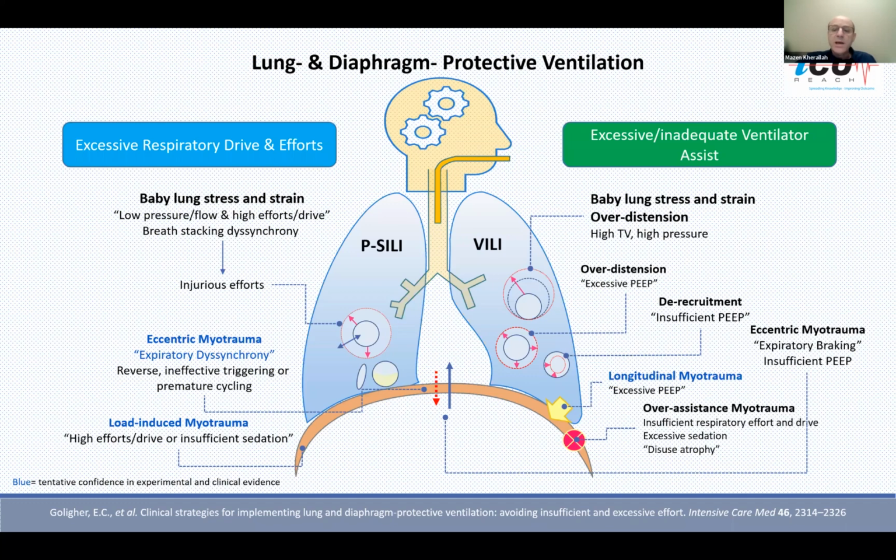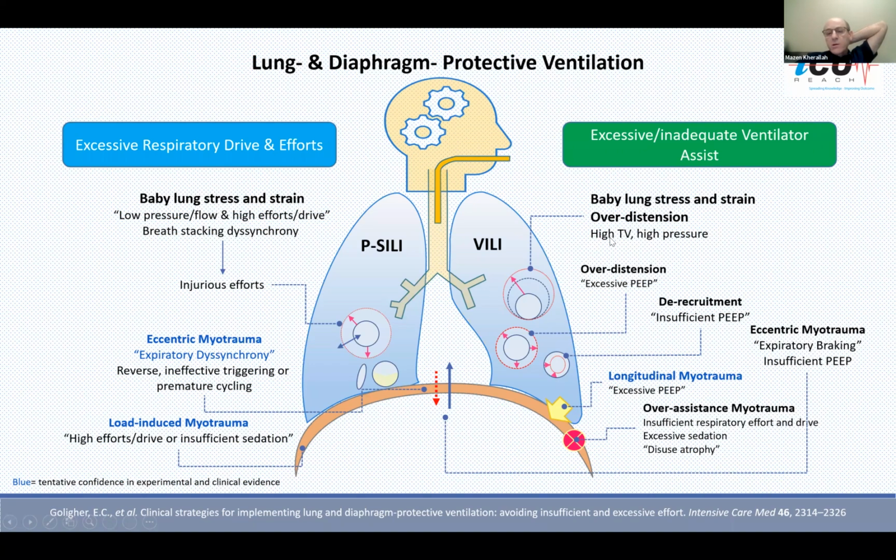Okay. So I separated this diagram into 2 sections. One on the right side, which is the ventilator, and one on the left side, which is the patient. And if you don't put this adequately, you're going to end up with ventilator-induced lung injury, which is VILI. And if you have problems with respiratory drive and efforts, you're going to have patient self-inflicted lung injury. And both will contribute to diaphragmatic injury. So I'm going to go one after one slowly so you can capture the concept.